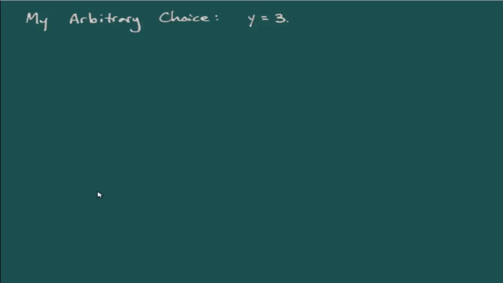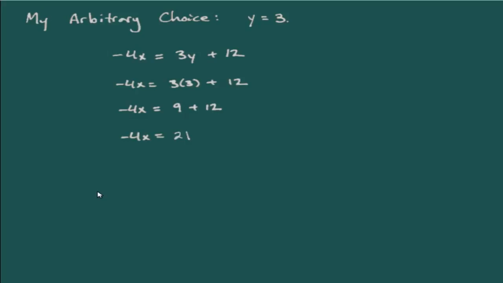To begin with, let's make an arbitrary choice that y is going to be 3. If we go back to our original equation, negative 4x is equal to 3y plus 12, we plug in 3 for y, and so we obtain negative 4x is equal to 3 times 3 plus 12. If we simplify that, 3 times 3 is 9, and 9 plus 12 gives us 21. So we have the equation negative 4x is equal to 21.